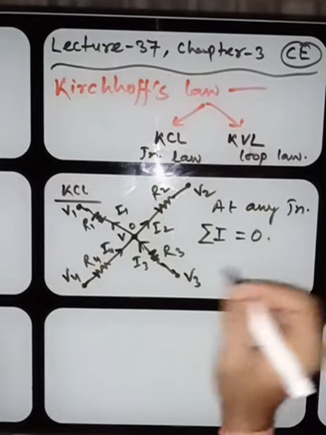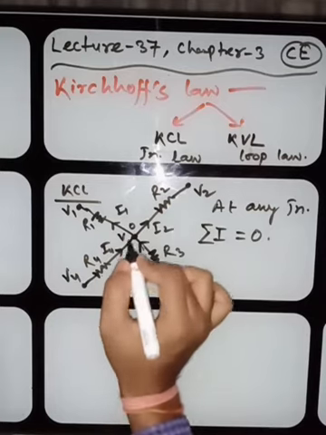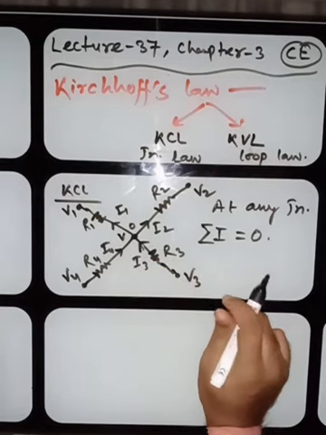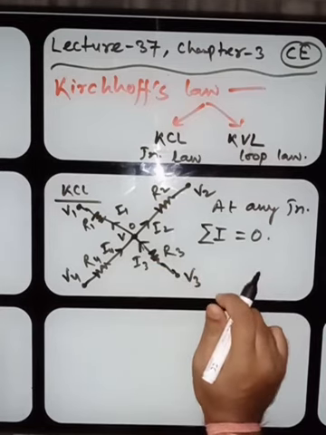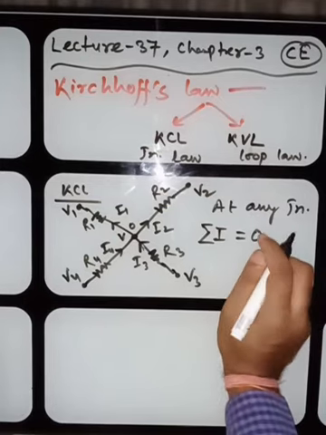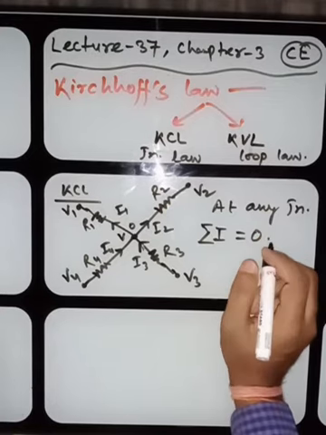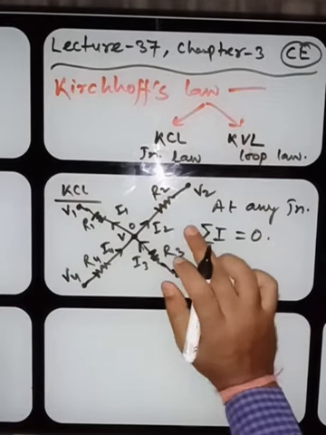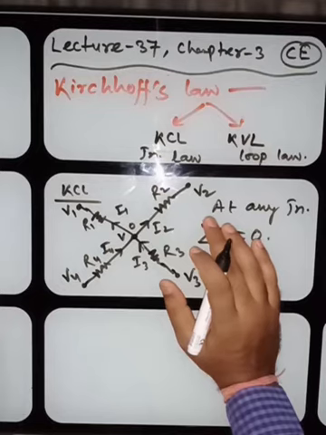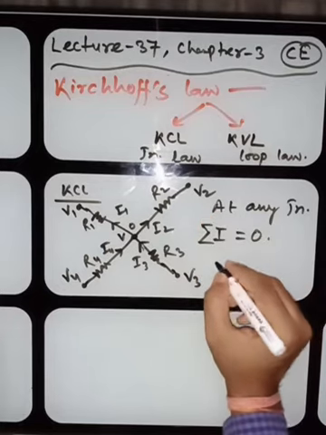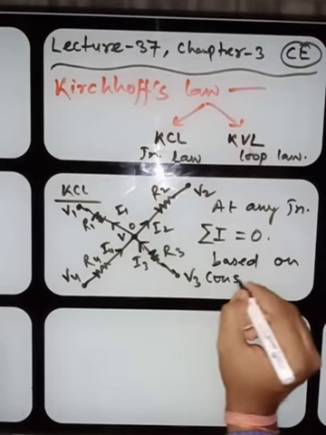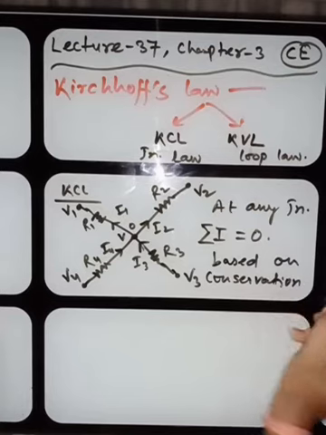Okay, my dear student, according to this particular law, now come to the law. This law gives you the concept that the total current at any junction must be equal to zero. And it is based on the conservation of charge, which is very, very important. In board examination, in a one-mark question, it was asked on which principle this current law is based. So the answer will be: this particular law is based on the principle of conservation of charge.